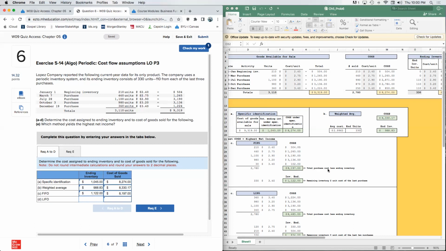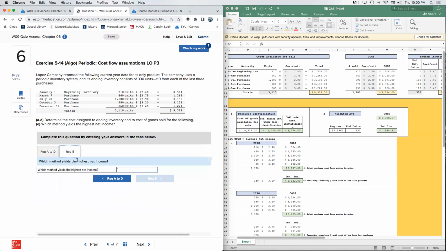A little trick while we're here, since our prices are increasing throughout the year, so our beginning inventory is 240. In March we bought it at 275. In July we bought it at 290. So the prices are increasing each time. And since that's the case, we know right off that the first in, first out method is going to generate the highest net income. And so we can actually come right here to requirement E and enter in first in, first out.